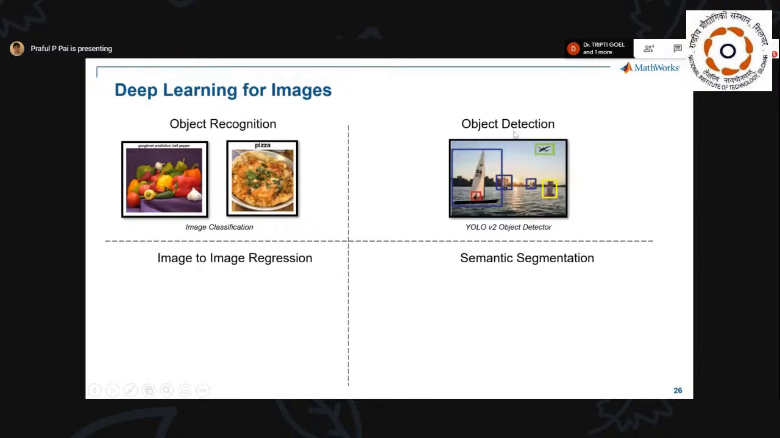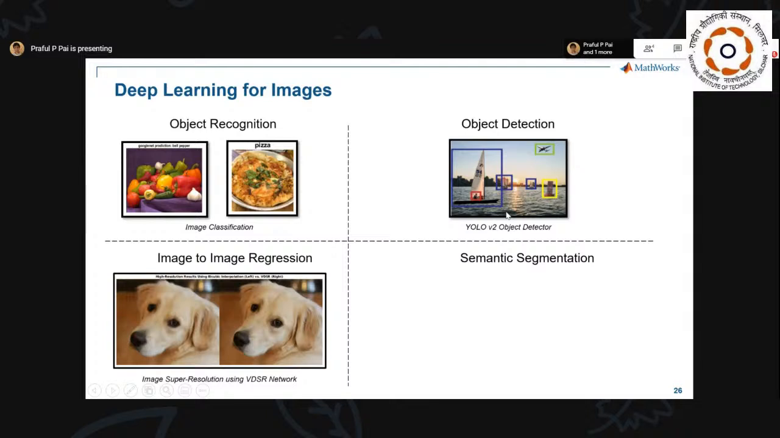We can have object detection problems, wherein you're detecting what part of the image has a particular object in it, for example, the sailboat, building, and aeroplane in the image are marked with bounding boxes. You can do image to image regression problems, something like super resolution, wherein you're trying to increase the resolution of an image. You're going from a low quality image to a higher quality image, as you can see here.